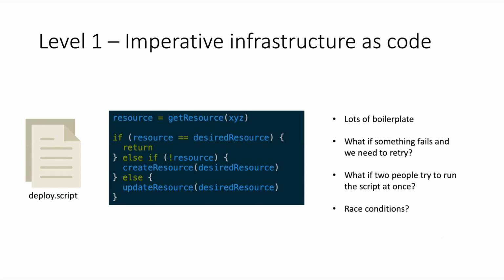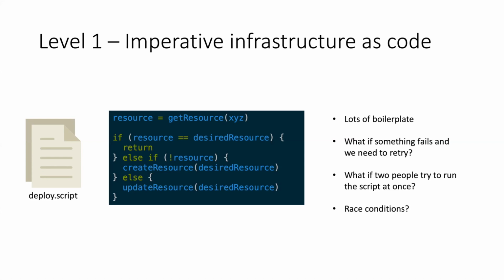And generally, the deploy script ends up looking something like this. You have this pattern you'll see over and over again in scripts where you say, let's do a get resource to check to see if this resource exists. If the resource exists and it matches how I want it to look, then I don't need to do anything. Otherwise, if the resource does not exist, then create the resource. Or if it does exist but it doesn't match, then update the resource. And so the deploy script does this basically over and over again.